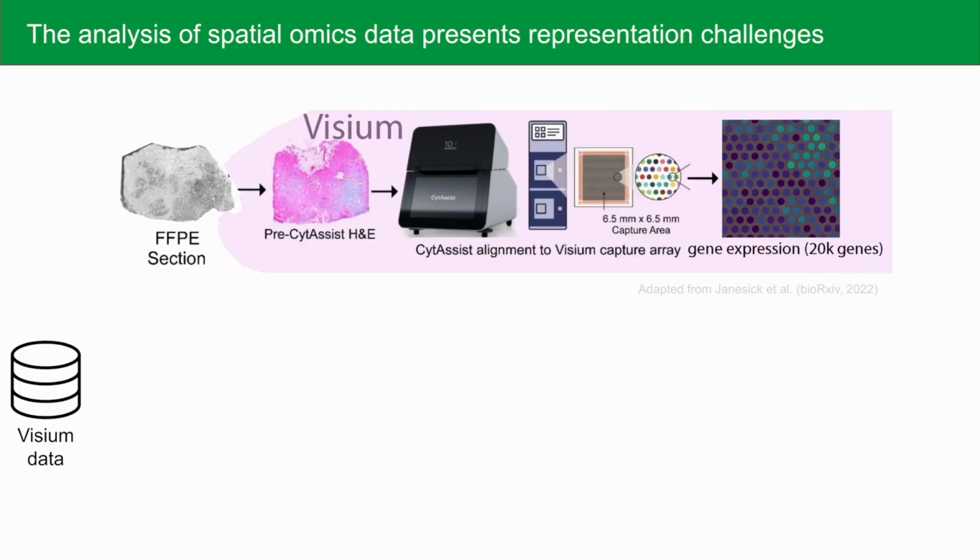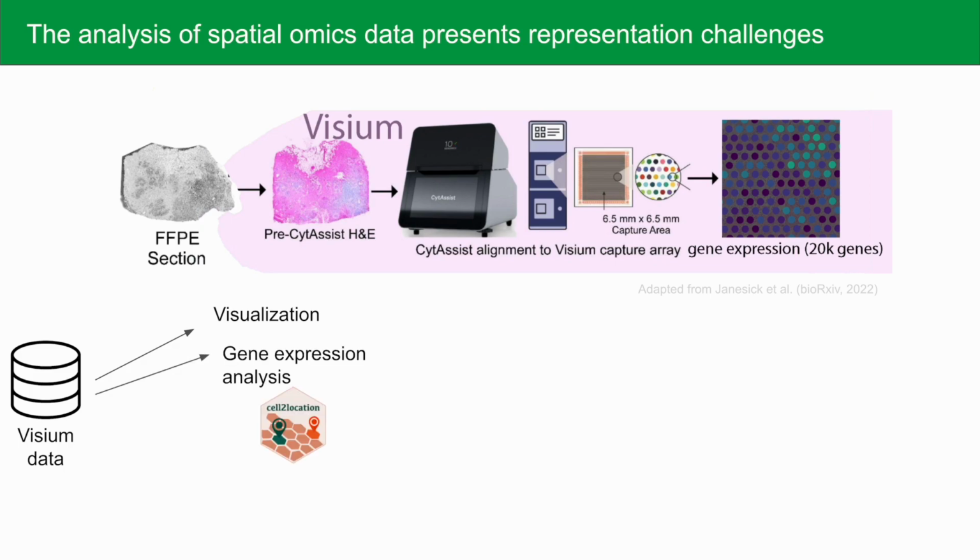Suppose we have a Visium spatial transcriptomics dataset. This is a type of technology which gives you gene expression recorded in space in circular capture locations. The data stored on disk is in the native format, and from this it's very easy to proceed with tasks such as visualization. It is also very straightforward to proceed with the analysis of the gene expression with external tools, for instance, cell-to-location, and these tools will then save the results back to disk.